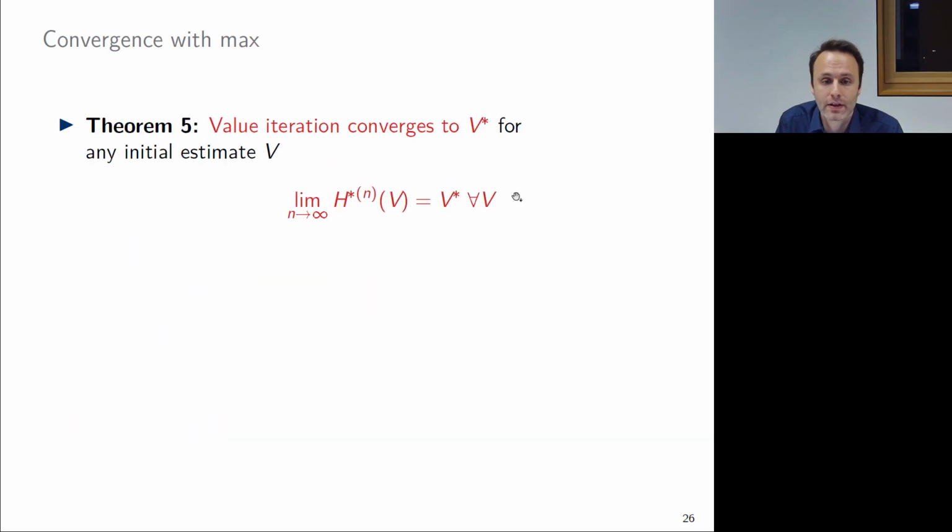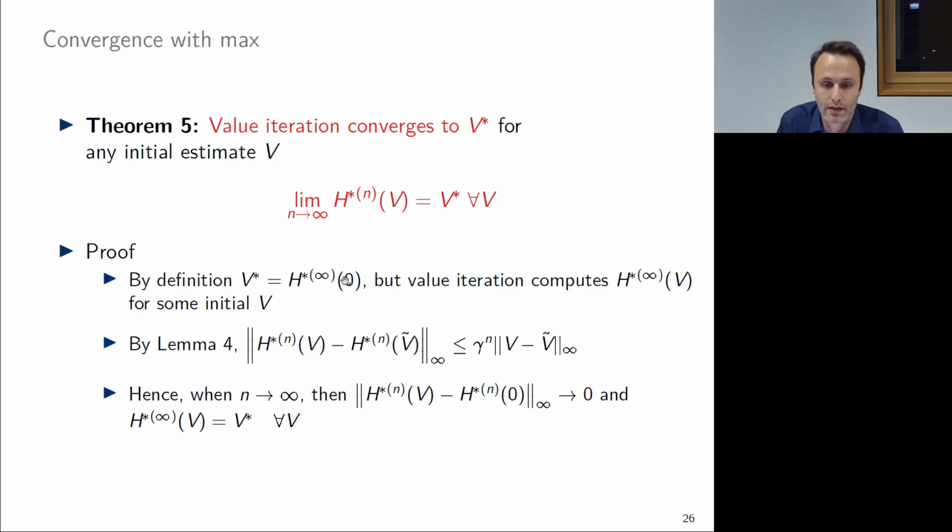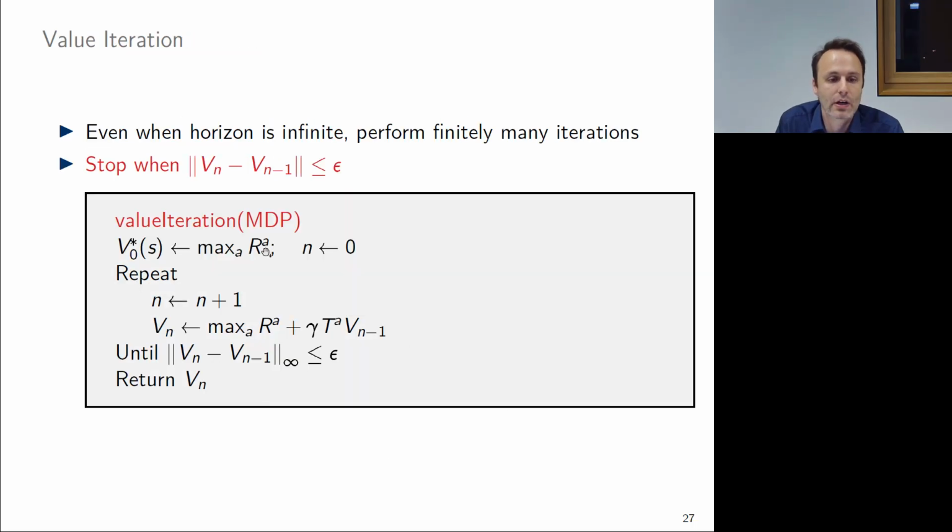Now theorem number 5 is going to say that also with the maximum, so also with the optimal value, we can converge to this V star. So with infinitely many iterations we get to the best value, and the proof is pretty similar as before. So here we just do the same thing as before. We see that lemma 4 applies, and here we have gamma to the power of n, and if we wind up with n infinitely large, then this distance is going to be 0, and we get to the optimal value as before.